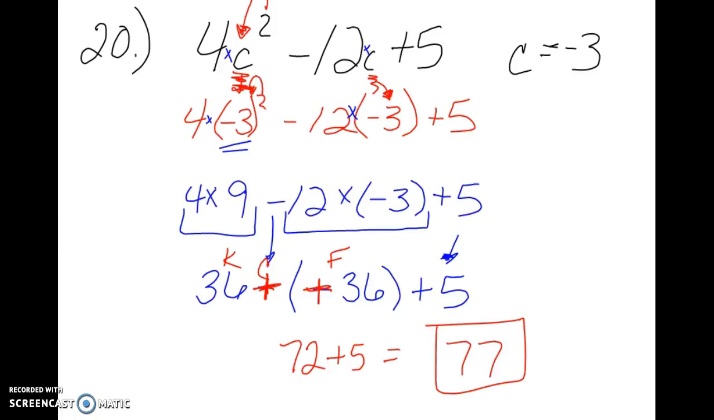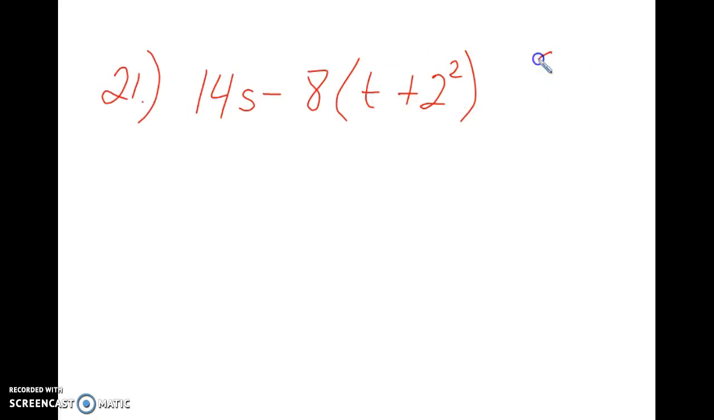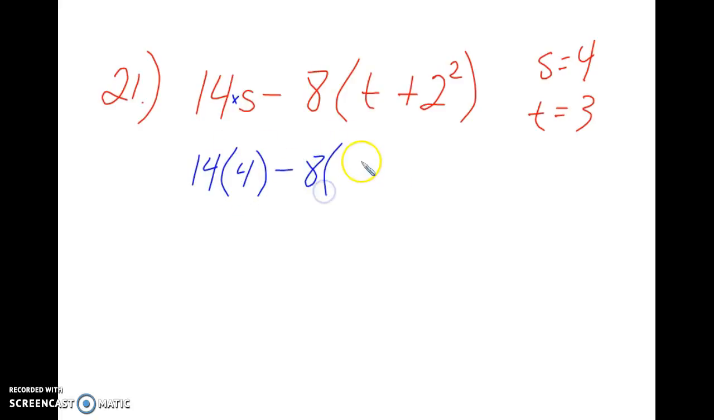Questions on 20. All right, 21. 14s minus 8 times the quantity t plus 2 squared. S is equal to 4, t is equal to 3. Okay. First we have to do our substitution, realizing that here is multiplication in between here. So 14 times 4. Again, I'm going to put parentheses there. T is just a regular 3, so I don't really need parentheses in this case, but you could still do that. It's fine.